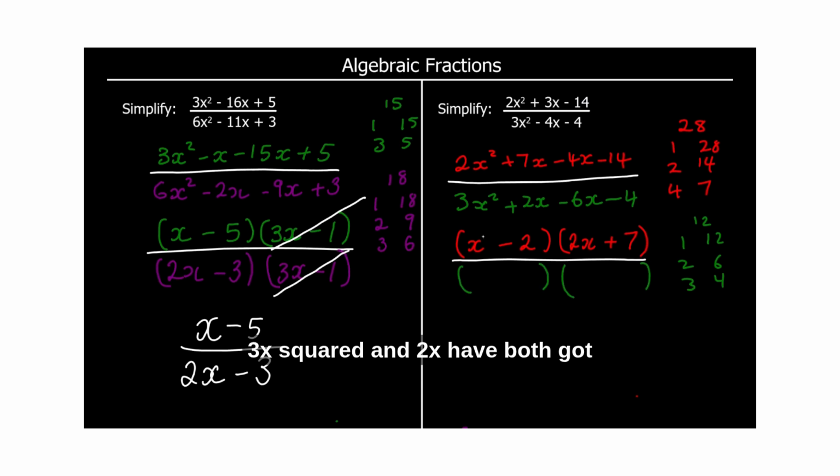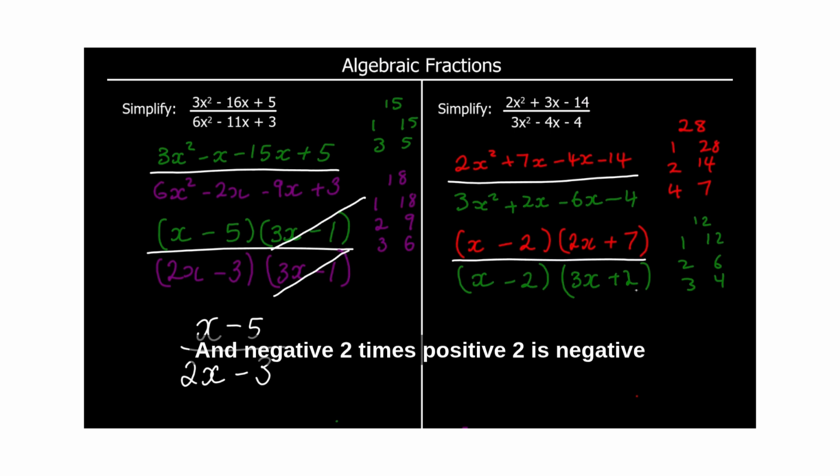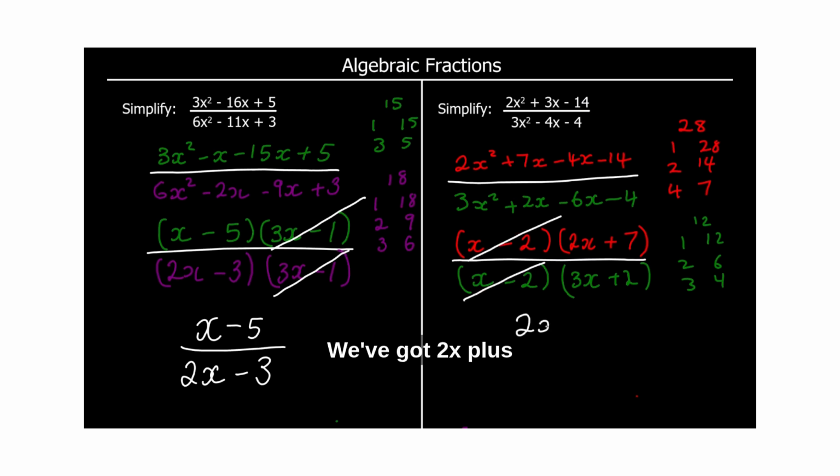3x squared and 2x have both got x in. X times 3x is 3x squared. X times 2 is 2x. Negative 2 times 3x is negative 6x. And negative 2 times positive 2 is negative 4. Cancel out the bracket in common. We've got 2x plus 7 over 3x plus 2.